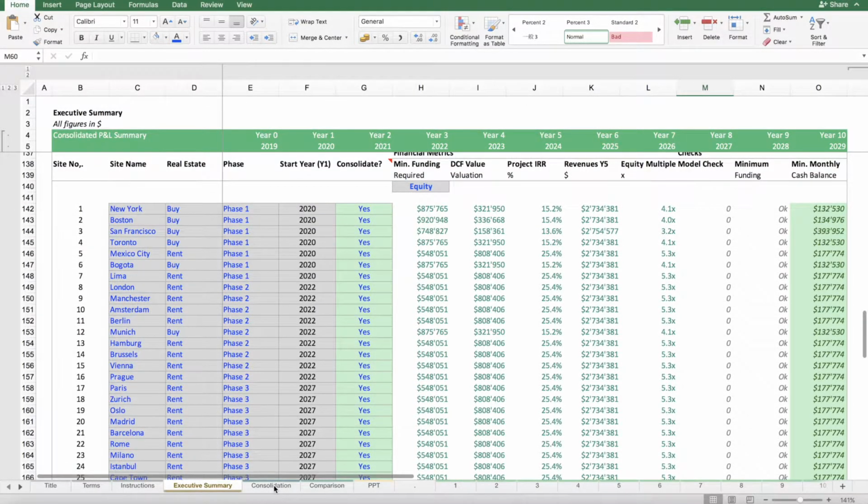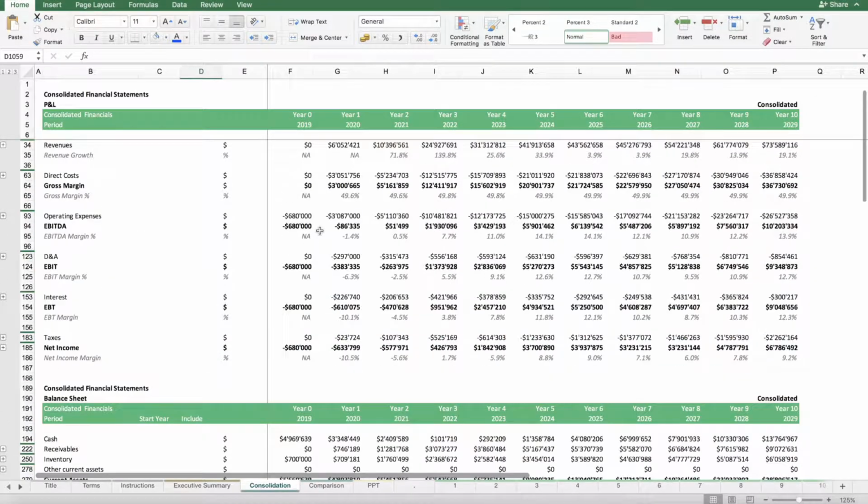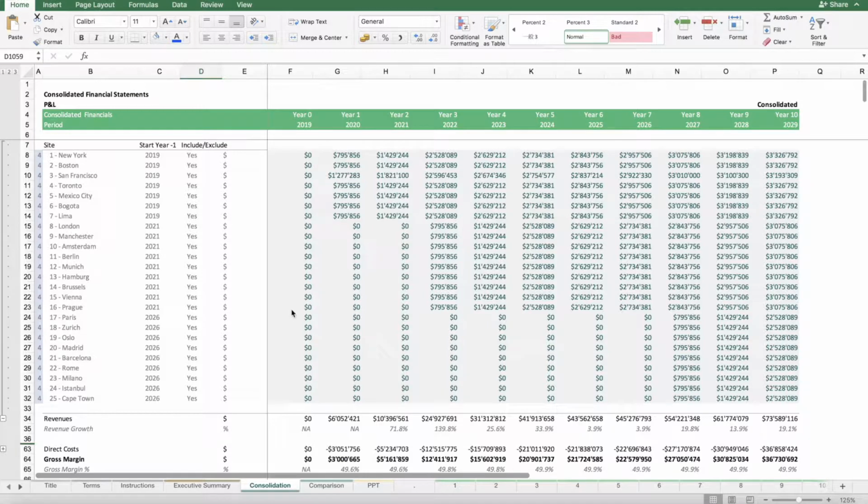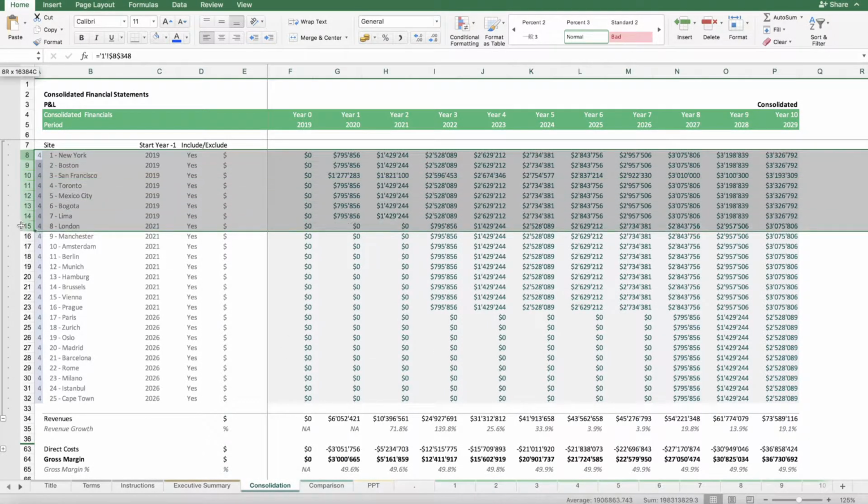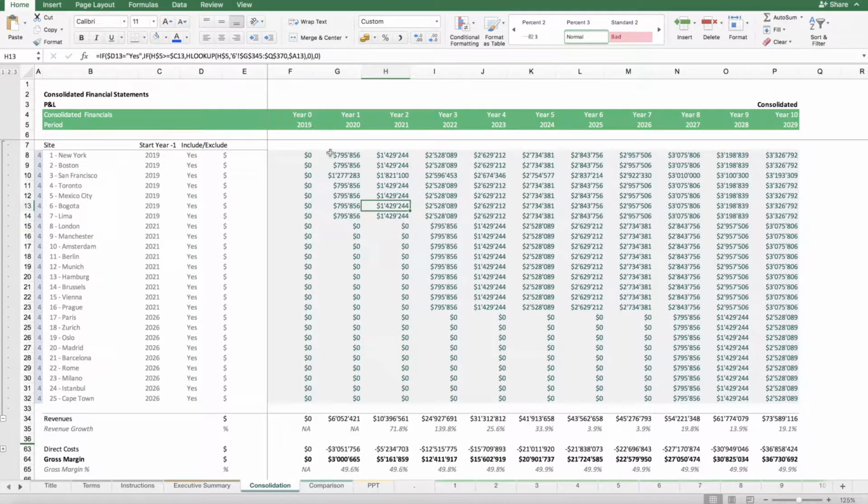Then we have another important sheet, which is the consolidated financial sheet. Here, for instance for the revenues, we add each of the sites involved, and you can see some sites that start in year 1, some other sites in year 3, while others will only start in year 8. This has to do with the fact that we start the sites in 3 different phases, so we can say which site should be starting in which phase.